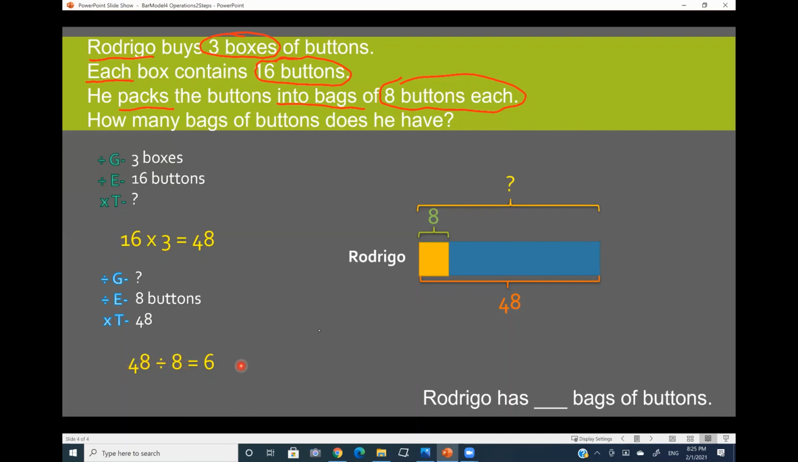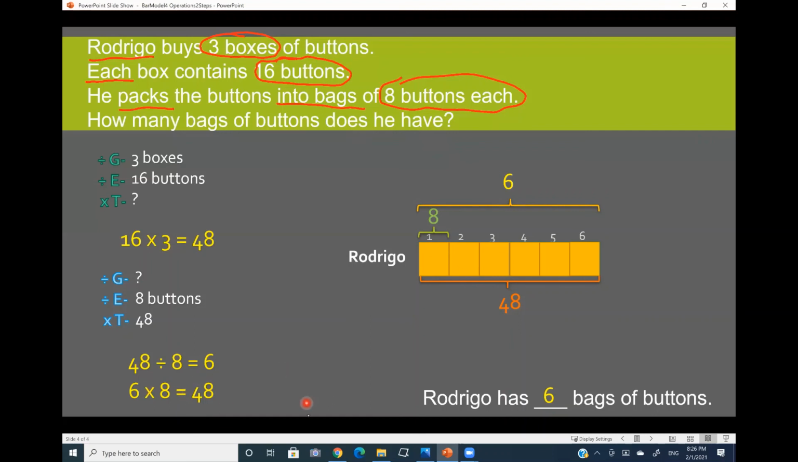48 divided by 8 is 6, and let's prove it here. So we have 1 bag, we have 6 bags, and together it is going to be, I'm going to prove with a multiplication, right? 8 plus 8 plus 8 plus 8 plus 8 plus 8 is 6 times 8, which is going to give me the answer 48, which is going to be my total. So I have the 6 bags there. And I know now my answer is going to be 6 bags. How many bags of buttons does he have? 6 bags of buttons. I prove it because I know that 6 times 8 is 48.